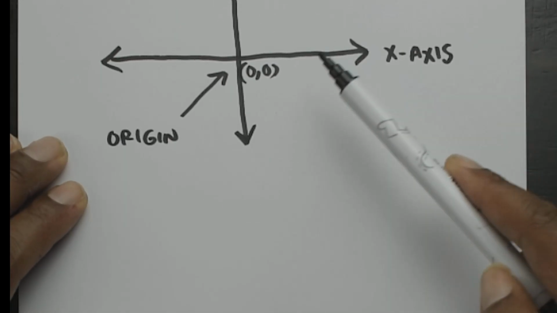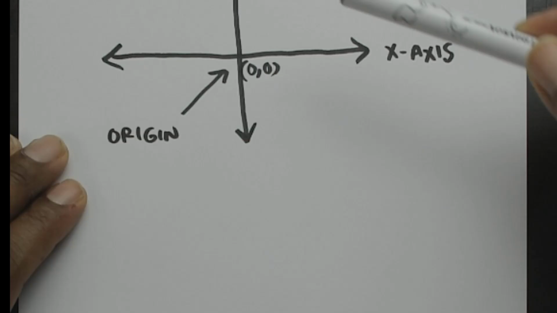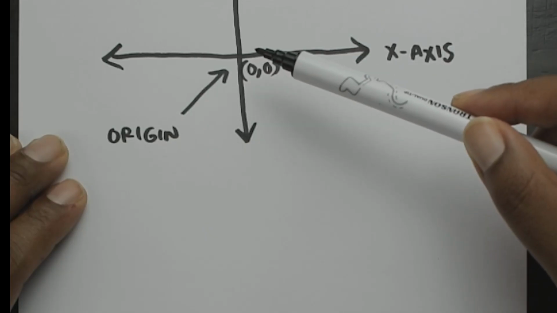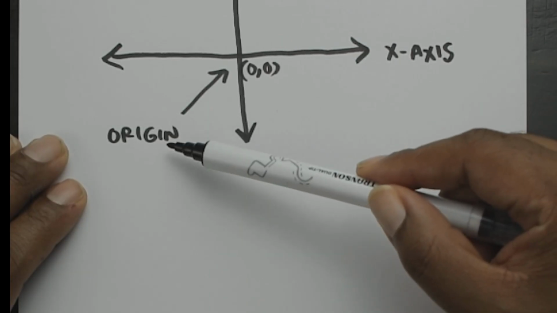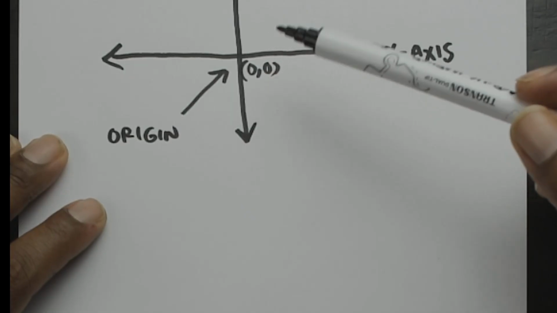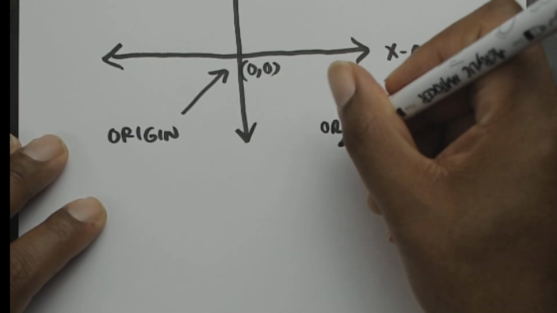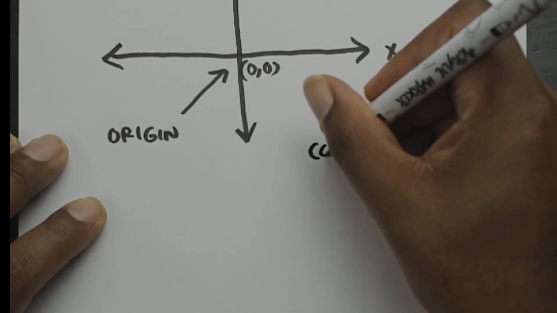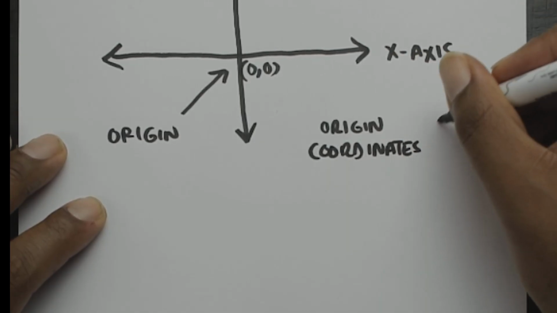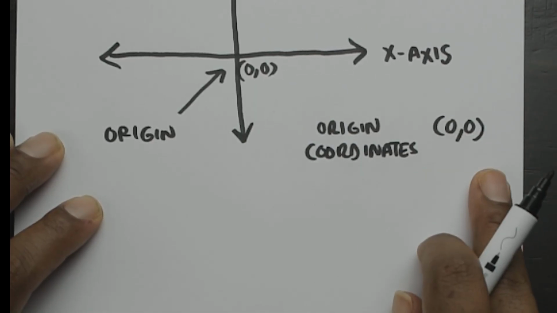Okay. So again, we've established this part. All right. We've established that the horizontal axis is called the x-axis. We established that this part is called the y-axis. And we also established that the point where the two axes intersect, that is called the origin. Okay, very, very important. And the coordinates of the origin is represented by 0, 0. Okay, so the origin coordinates are 0, 0.